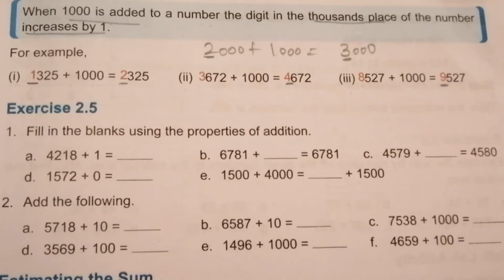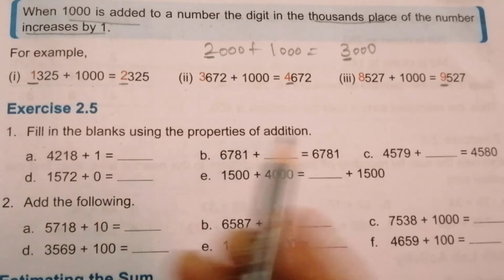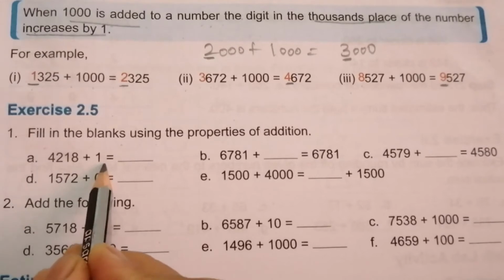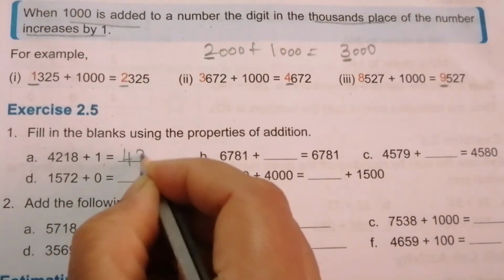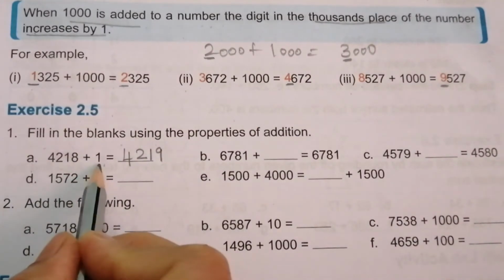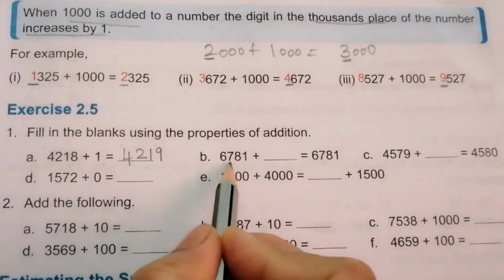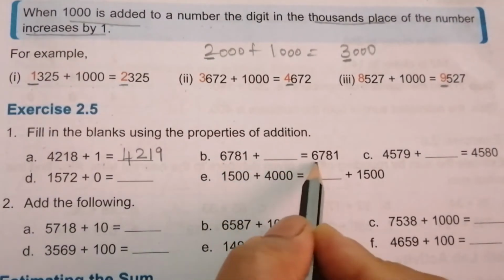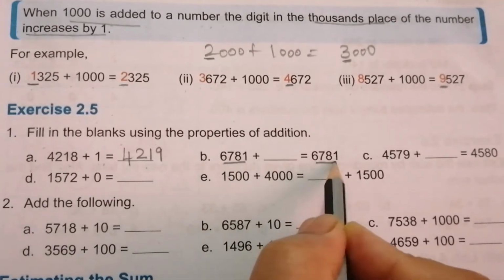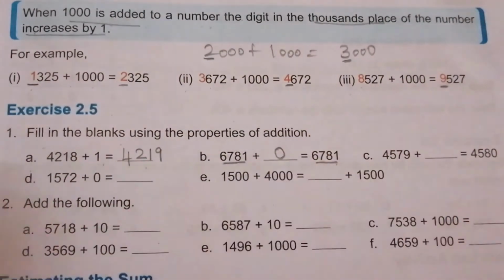And exercise 2.51, fill in the blanks using the properties of addition. A, 4218 plus 1. So the answer is 4219, the successor of the given number. B, 6781 plus dash equals 6781. So the given number and the answer are the same, so we have to add 0.